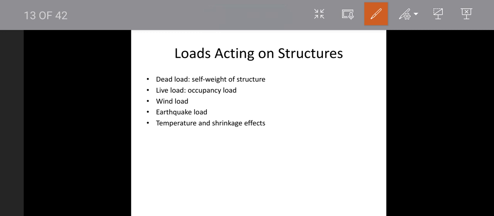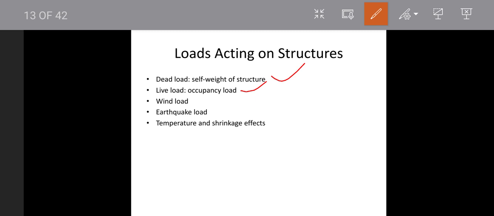Commonly, the loads acting on structures are dead load, that is the self weight of the structure; live load, that is the occupancy, the movement of people occupying that place, or the materials occupying that particular area; wind load, earthquake load, temperature and shrinkage effects, and also we can include accidental loads.